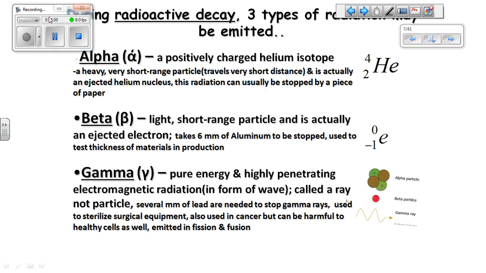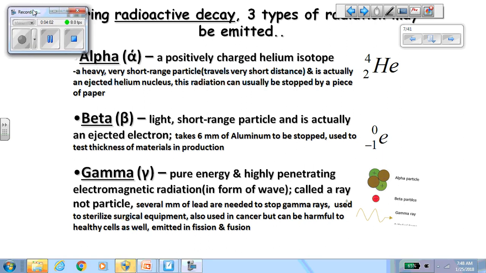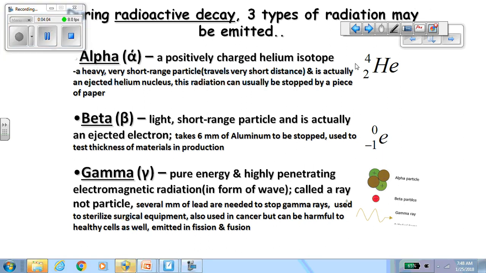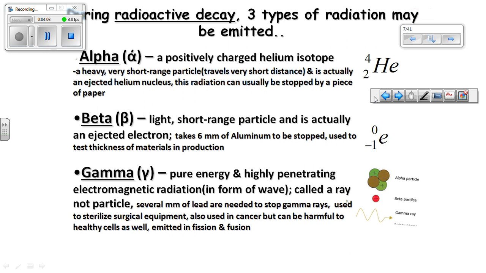There are three different types of radioactive decay, and decay just means that nucleus is breaking down. There are three different types of radiation. The first type is what we would call alpha. An alpha particle is a positively charged helium isotope. It's a heavy particle, but it's very short range. It can travel a very short distance. You can usually stop this kind of radiation with a piece of paper, so it doesn't travel very far.